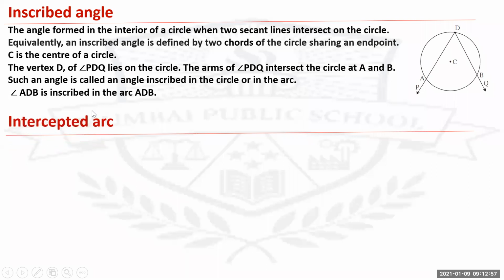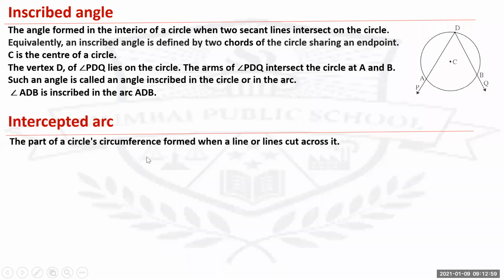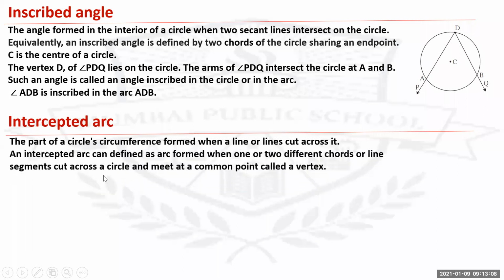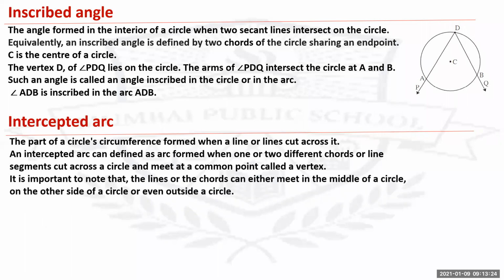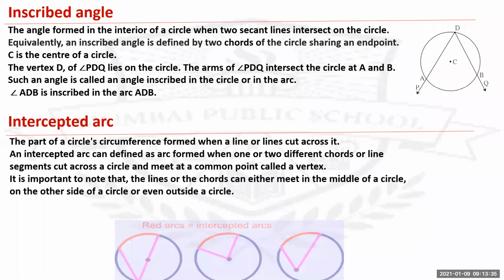Next concept is the intercepted arc. It is the part of the circle's circumference formed when a line or lines cut across it. An intercepted arc can be defined as an arc formed when one or two different chords or line segments cut across a circle and meet at a common point called a vertex. It is important to note that the lines or the chords can either meet in the middle of the circle, on the circle, or even outside the circle.